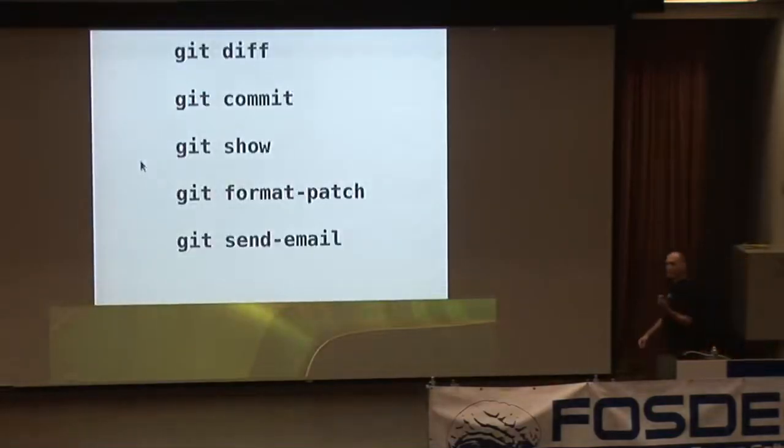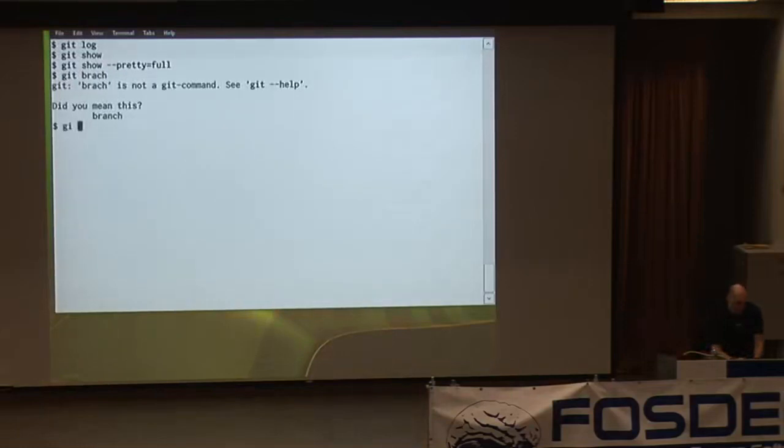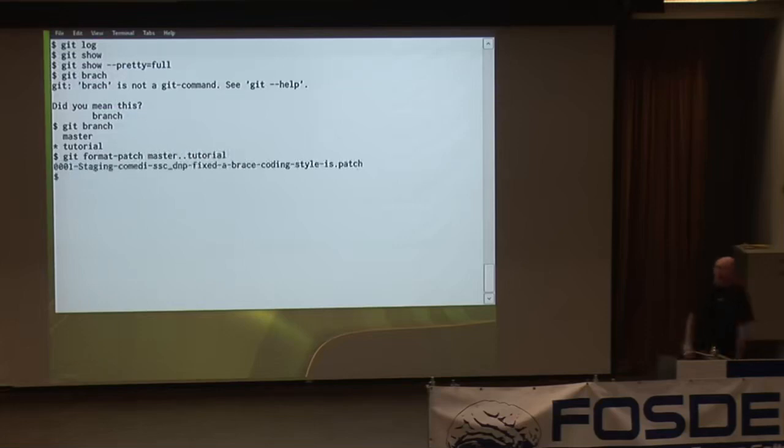So git diff, show the diff. Commit, show it. Oh, format patch. So let's make this patch. Remember we had 2 branches, tutorial and master. We want to take this patch and send it off to somebody, but we have to make it into a patch. So we have a nice tool, git format-patch. I want to do all the patches. If I had done more than one, I could just do it for one. I want to do from master to tutorial. And hey, it made a patch.